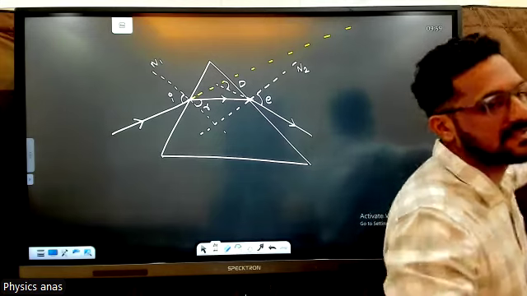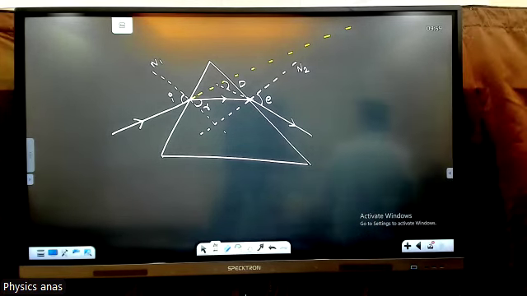That is spectrum. What is spectrum? Spectrum is the band of colors. What are those bands of colors? Band of color components of white light. It is called the spectrum of white light.